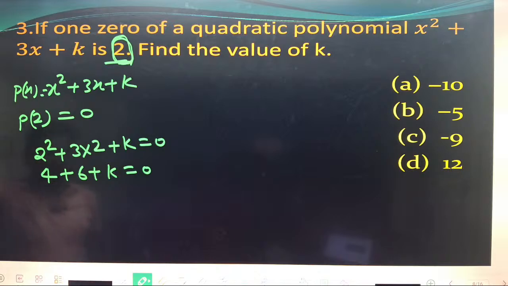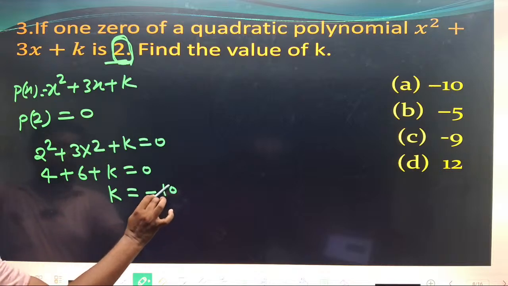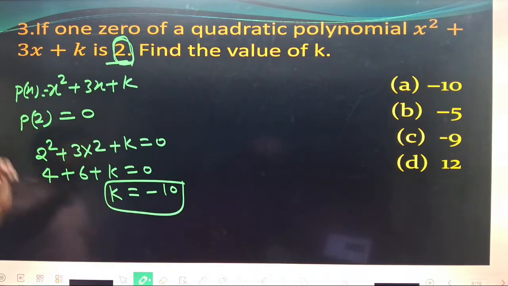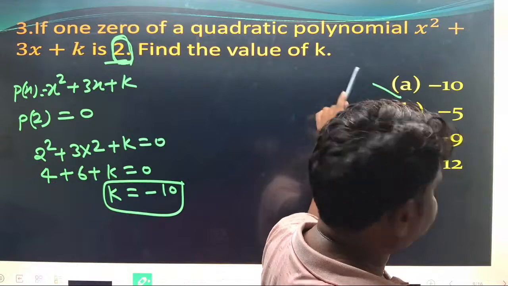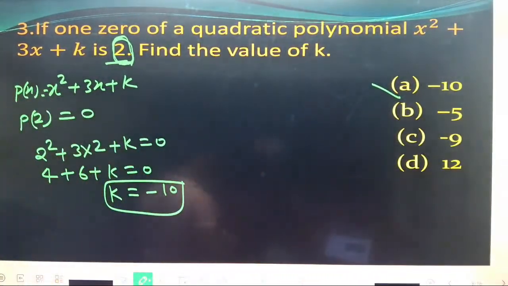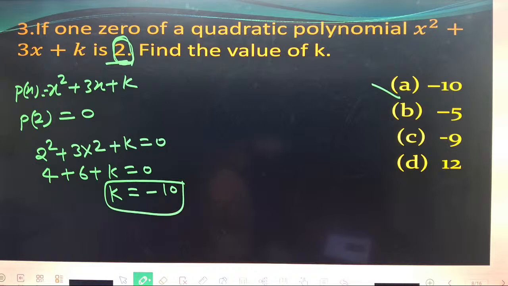Now k is equal to what? k is equal to negative 10. The value of k is negative 10. Which option is correct? Option A is the correct one. Okay. Anyone? Your comments? Do you understand the previous question and this question? Every student should understand the previous questions and this question.